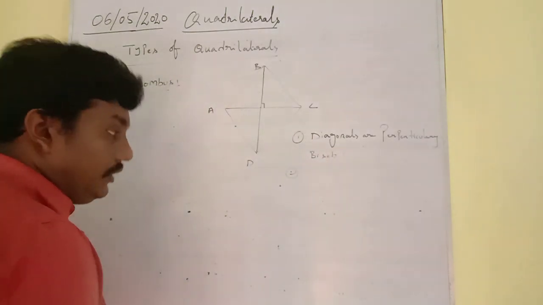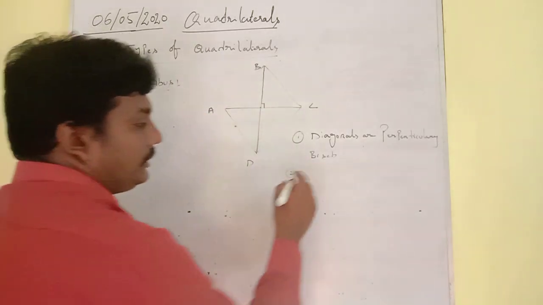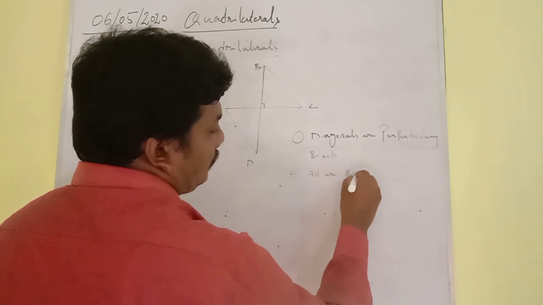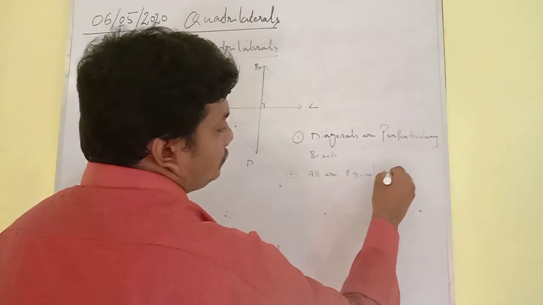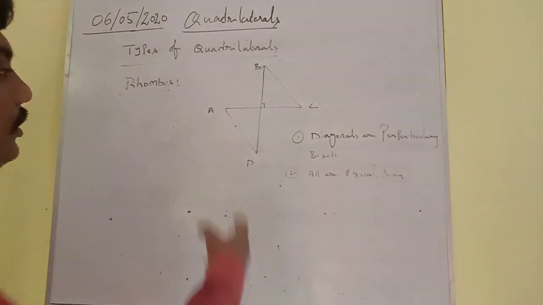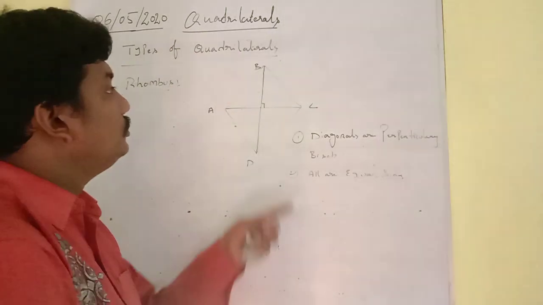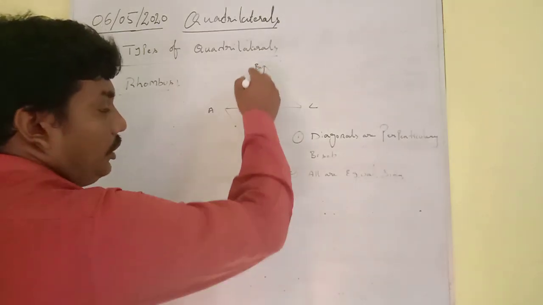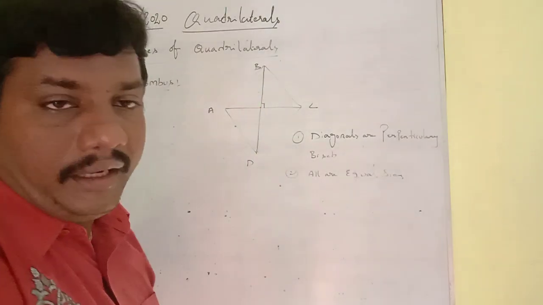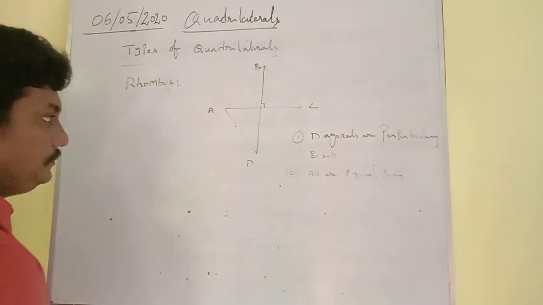So what is the second point? All the sides are equal. All are equal sides. But here only opposite angles are equal, all angles are not equal.